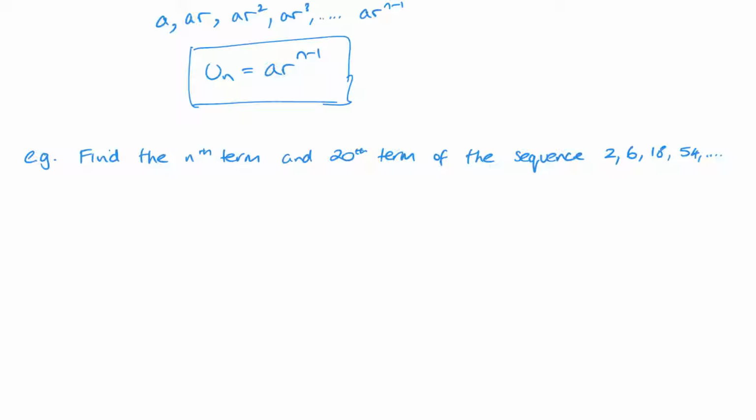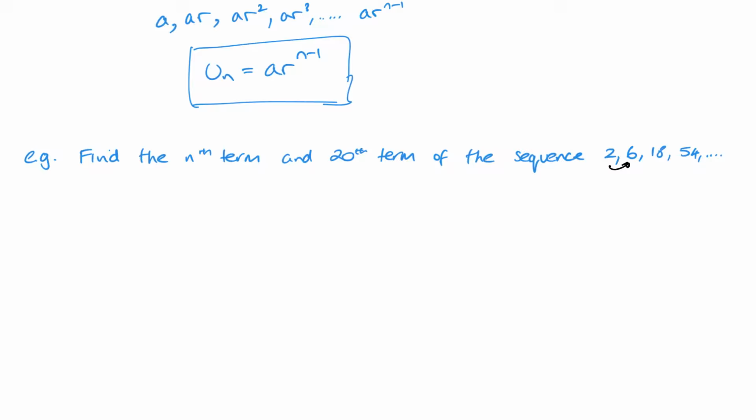So let's get straight into an example. Find the nth term and 20th term of this sequence. So we've got a geometric sequence, as that's what we're looking at. Often it will tell you in the question, or you can work it out straight away, as there are only two sequences that you deal with, and that's arithmetic and geometric. So if you don't have the same value between each term, then you know it's going to be a geometric sequence. If you had the same value, then it would be arithmetic.